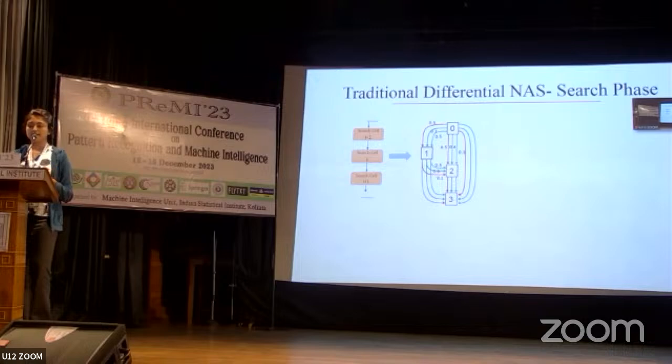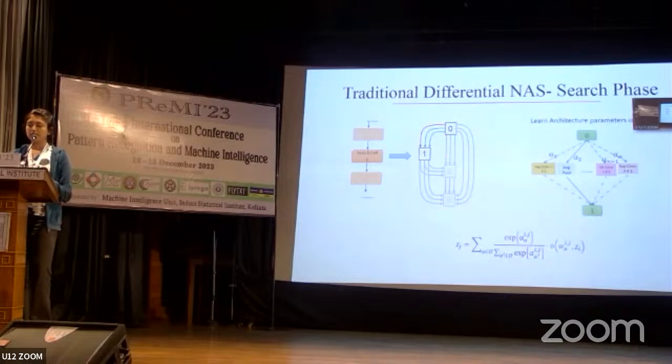The traditional DNAS has an element called the search cell. These search cells can be stacked to get the final model. Each cell has an input 0, and the subsequent activations denoted here as 1, 2, and 3. Each of these consecutive nodes has certain lines or edges, where each line denotes an operation. What we do is use all the operations in the given set to act upon the given input, and the weights of the operations are the softmax of alpha, which is the architecture parameter.